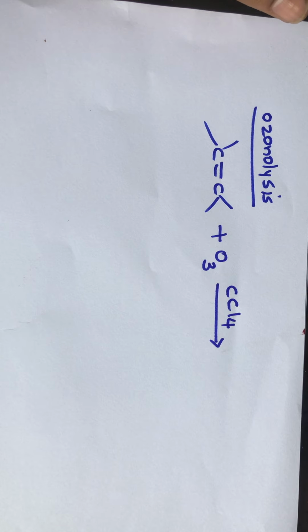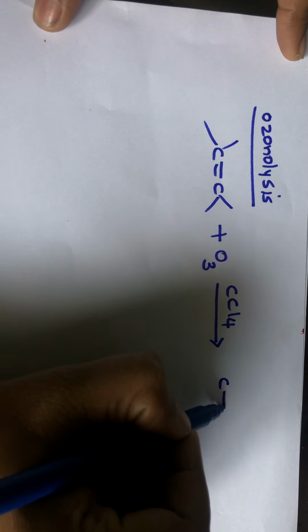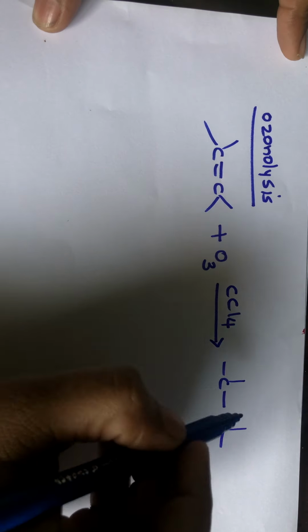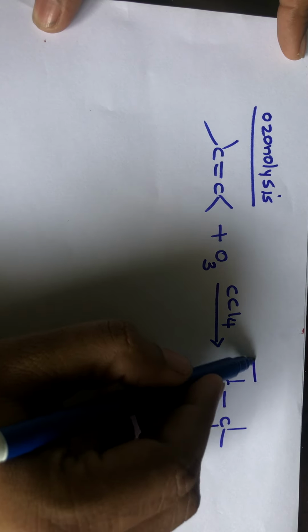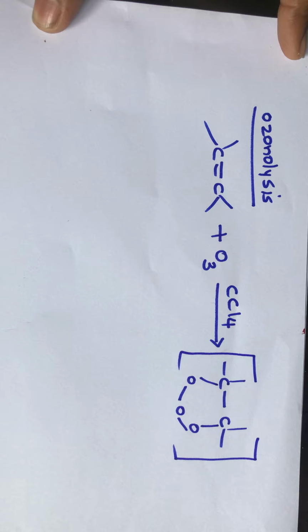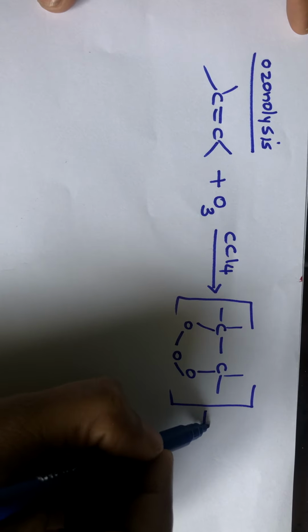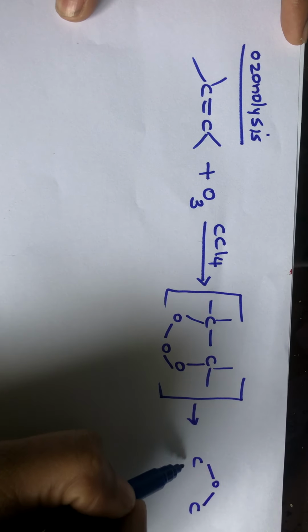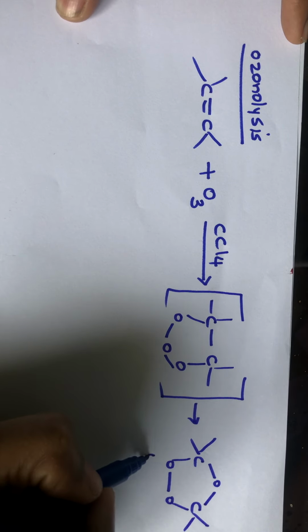Carbon-carbon double bond, ozone, CCl4. Addition of ozone takes place to form an intermediate. When addition takes place, the double bond gets converted into a single bond. This is unstable, so it rearranges to this compound. This is called an ozonide.